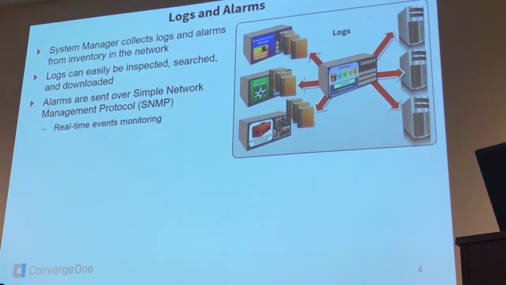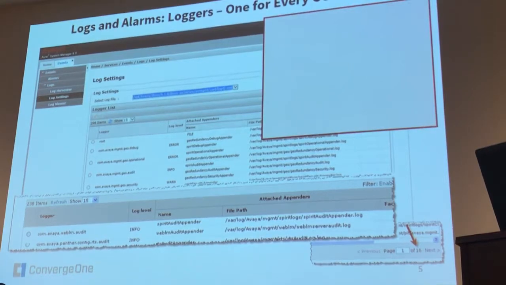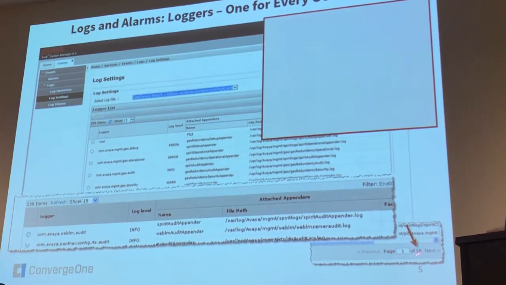Logs can be easily inspected, searched, and downloaded, and alarms are sent over SNMP. You could receive those alarms and also forward them somewhere else via SNMP traps. There are a lot of loggers in System Manager that generate logs. A logger is just something that generates logs. Notice that they're going here to events, log settings, and they're showing that there are at least in this release, which is 6.3, 16 pages of loggers. Not logs, but loggers. I think that in release 7 there are more pages.